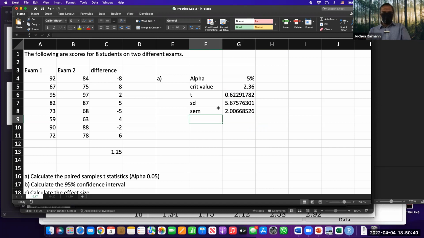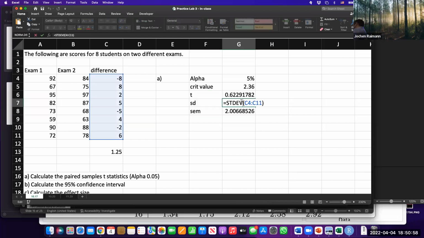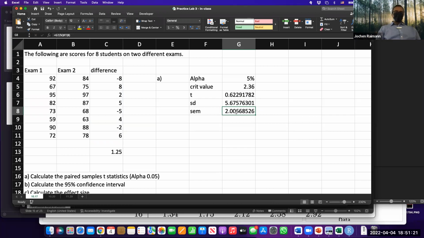Okay, I'm back. So we need 3 different components to calculate this t-score. We need a standard deviation, and we need a standard error of the mean, right? The standard deviation is calculated as STDEV of these differences, C4 to C11. That gets you the standard deviation. Then how do you do the next? Now we need the standard error of the mean. I'm pressing enter. So the standard error of the mean is now our standard deviation divided by the square root of the sample size.